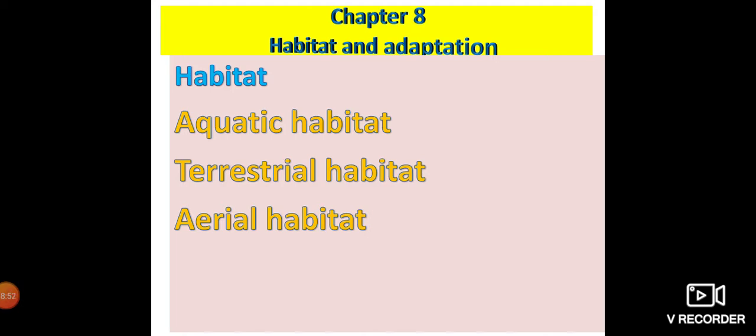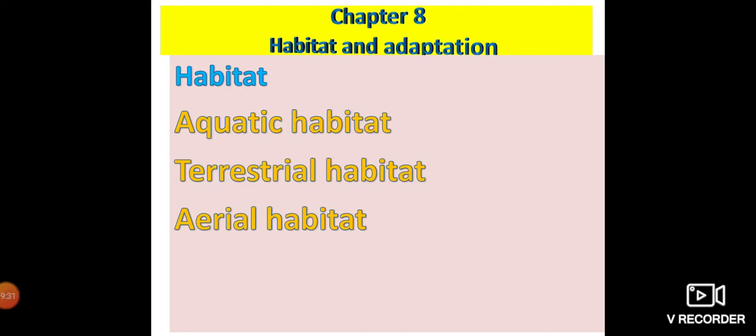Okay, and next type of habitat is terrestrial habitat. Terrestrial habitat includes land. On land, a diversity of plants and animals can exist, and there are different conditions. The climatic conditions may differ in the different regions of the land. According to the different climatic conditions, the terrestrial habitat is classified into desert habitat, mountain habitat, polar habitat, and forest and grasslands.